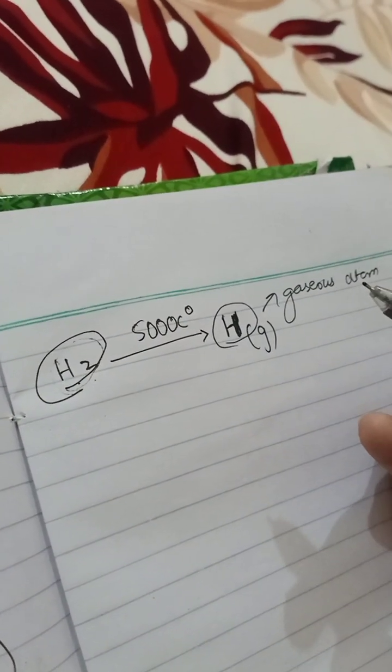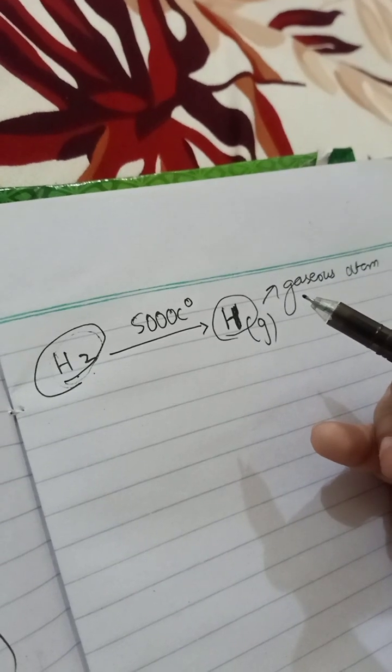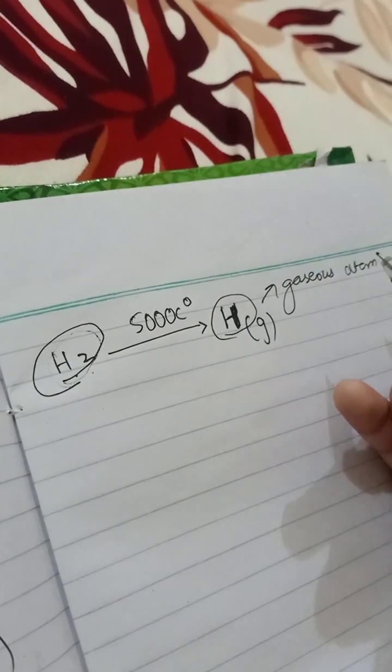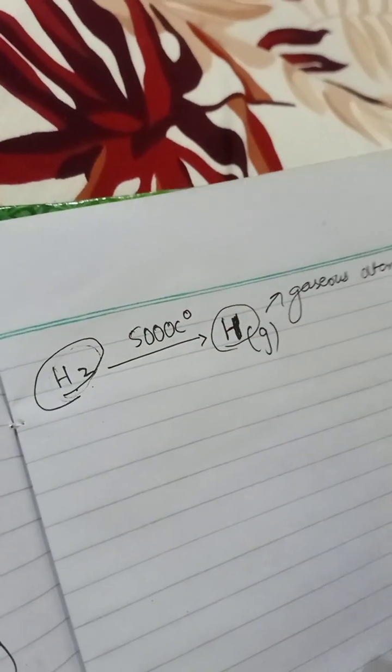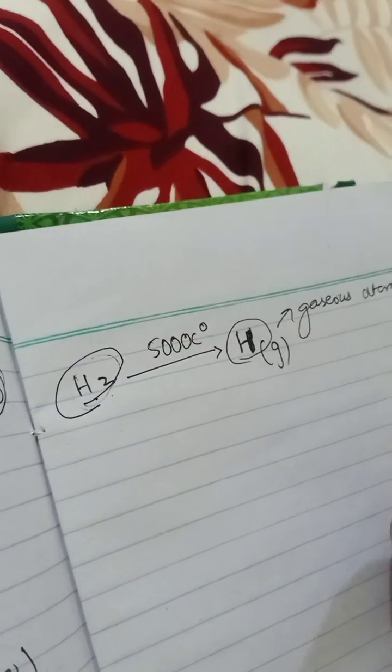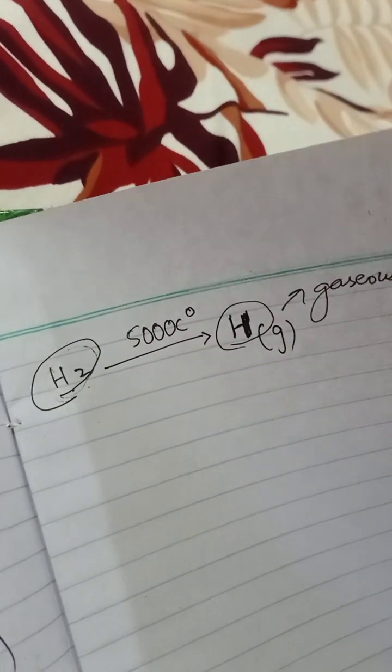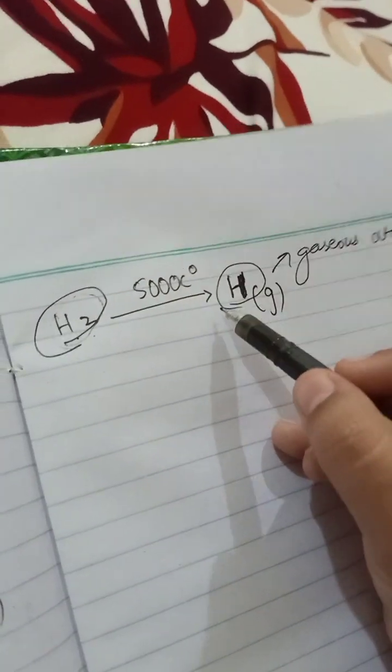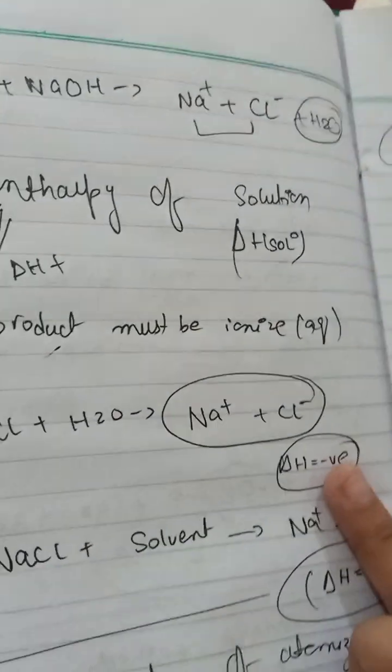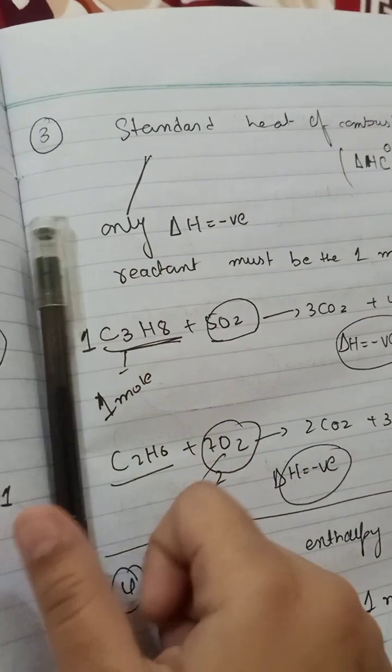All right. So one thing I want to tell you guys, the product and reactant must be in the same state if it's a physical reaction. So this was about the four remaining enthalpies, and two I have discussed in the previous video.